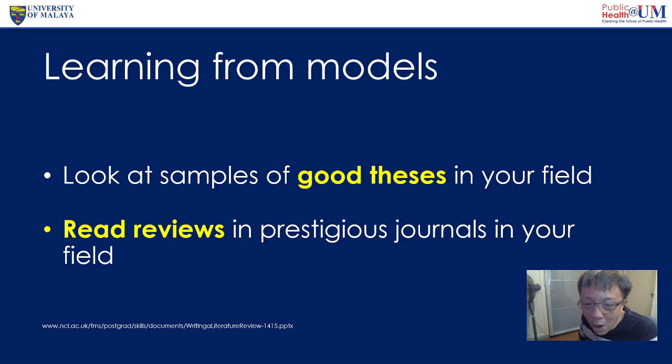So how do you know how to write a good literature review? Go and search for a good thesis or good research report from the library. We have good research reports in the library. And to know whether you are doing the right idea, the important thing is to read reviews in prestigious journals in your field. What do I mean by a prestigious journal in your field? In my field, I'm doing occupational health, or occupational medicine. So the most prestigious journal in my field is OEM, Occupational and Environmental Medicine.